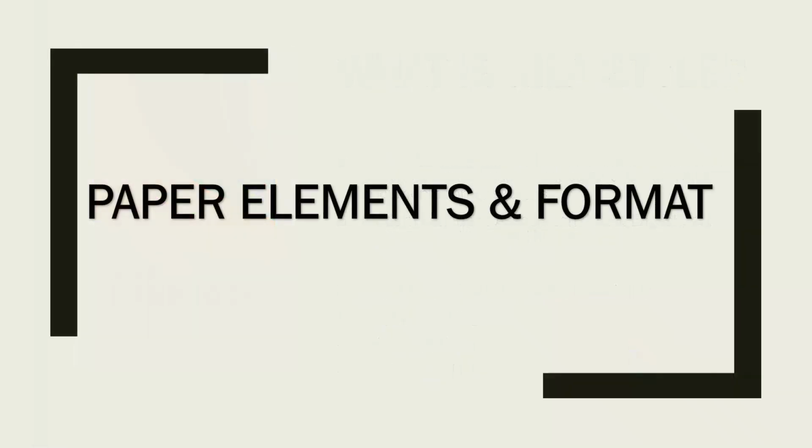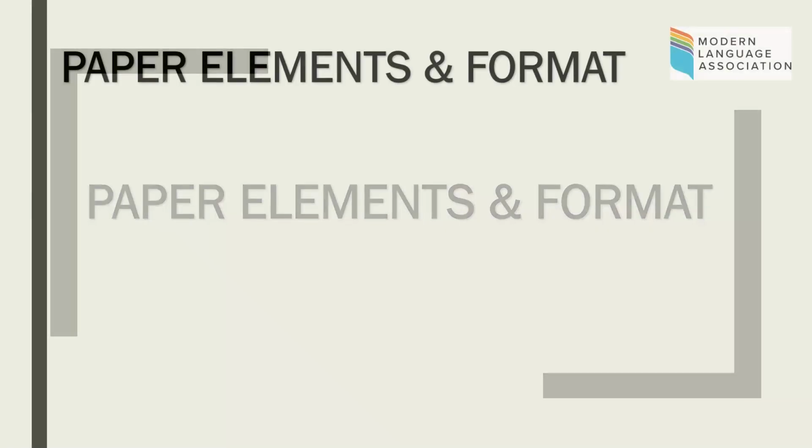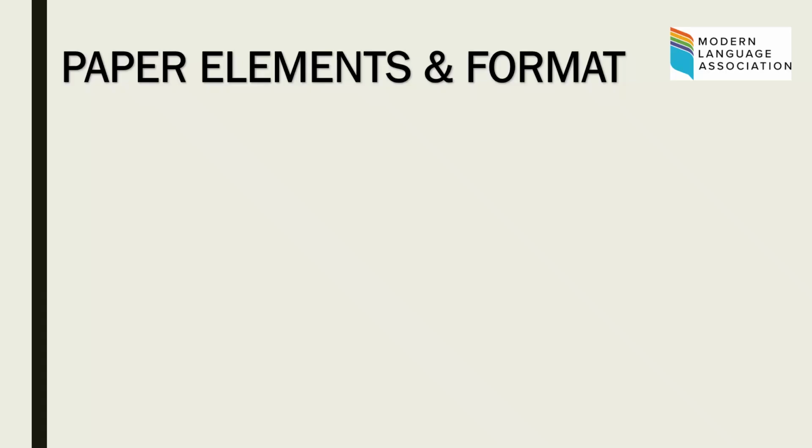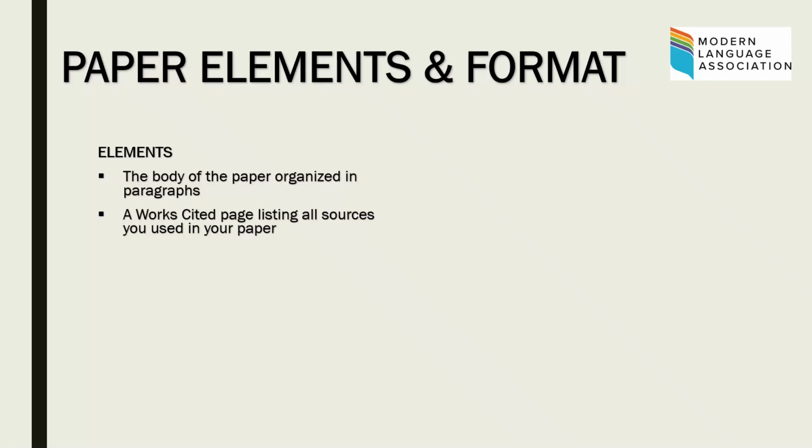MLA paper elements and format. Let's start by reviewing the elements of an MLA paper. The elements of an MLA paper consist of the body of the paper organized into paragraphs, and the works cited page, which is an alphabetical list at the end of your paper detailing full publication information for every source used. Now, let us review the basic formatting guidelines for MLA.